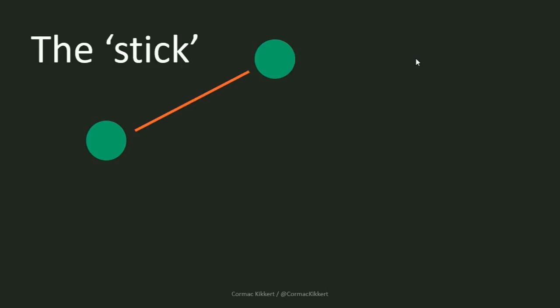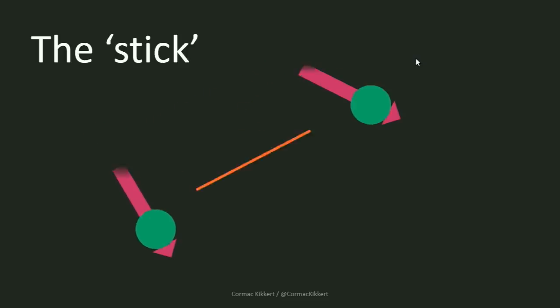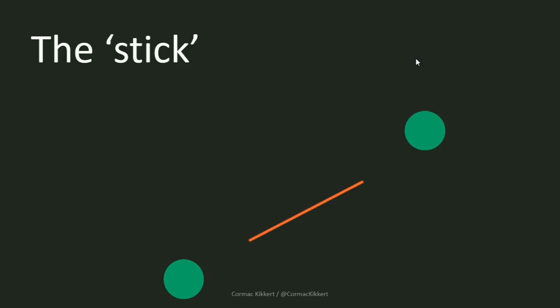So the line just represents how far the points should be from each other. We do the same thing as we did before. We calculate the position vectors and the velocity vectors and just add them like that. And then we just readjust the points to make sure that they stay the same distance from each other, like that. And we do this like 10 times a frame for each stick in the simulation.